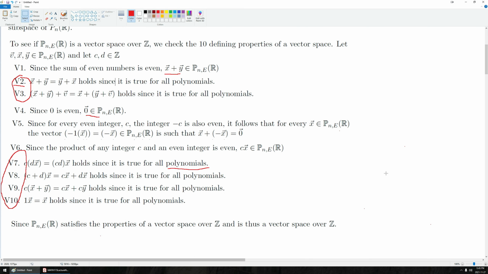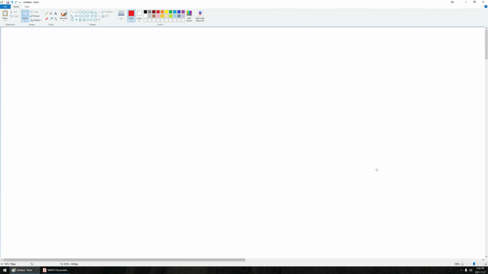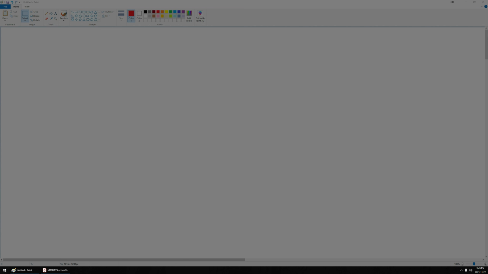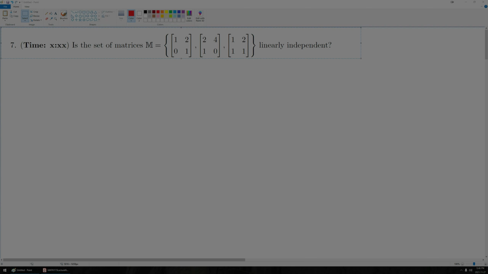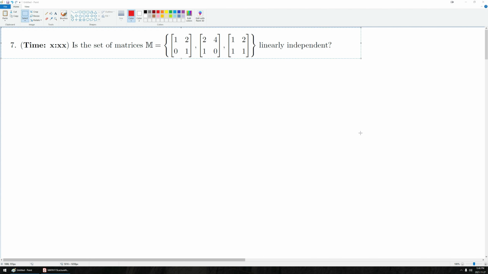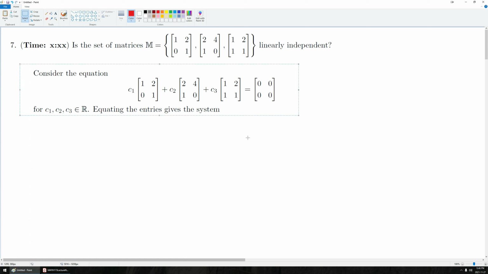Okay, let's look at the next example. Example number 7. Here I'm going to give you a set of matrices, and I'm going to ask you, is this a linearly independent set? Well, what does it mean for something to be a linearly independent set? In general, that just means if you take an arbitrary linear combination like this, where c1 through c3 are simply real numbers, then each one of these things is equal to 0.